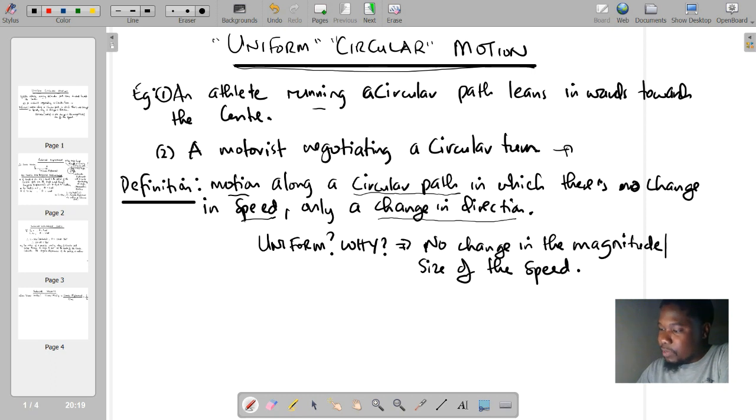This will become very vital as we go towards the discussion on centripetal force and centripetal acceleration. But for now, I want you to just understand that it's motion along a circular path in which there is no change in speed, only a change in direction. So I ask a question: why is it called uniform? It's because there is no change in the magnitude or size of the speed, hence the name uniform circular motion.